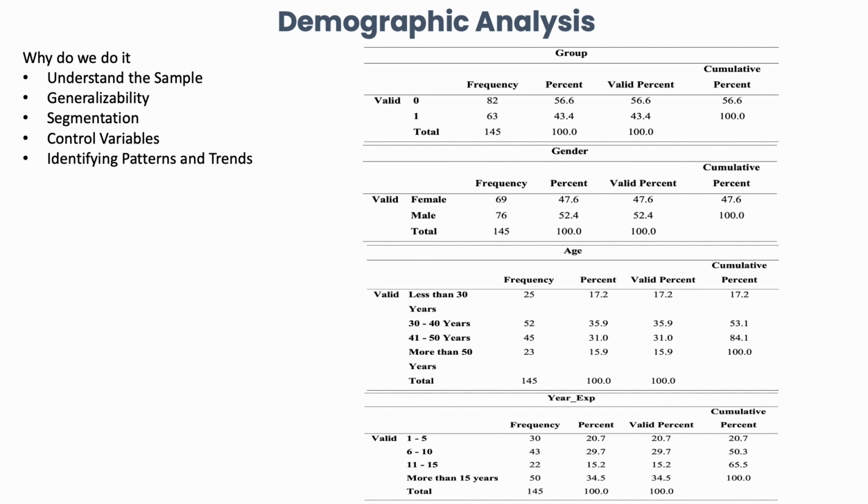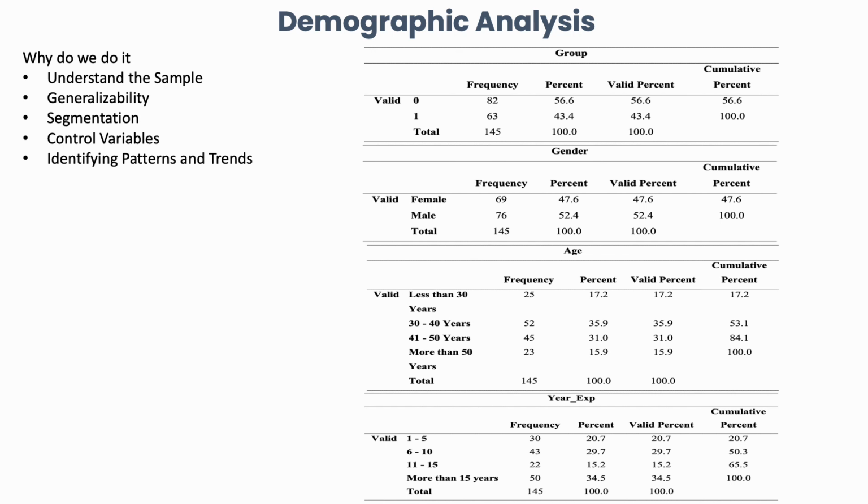First, group. Based on the analysis, if you look at the table of the group, it was found that the sample used for the study consisted of 2 distinct groups, Group 0 and Group 1. Within the model, 82 respondents were classified under Group 0, representing approximately 56.6% of the total participants. On the other hand, Group 1 comprised about 63 respondents, accounting for about 43.4% of the total sample. This distribution indicates that Group 0 had a slightly higher representation than Group 1 in the study population.